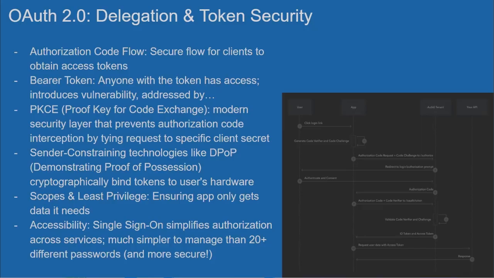Another rising technology is sender constraining technologies like DPoP, demonstrating proof of possession, which is used to cryptographically bind a token to a specific device. So if an attacker on another device does steal your bearer token from local storage, they aren't able to use it because they're not on your hardware.